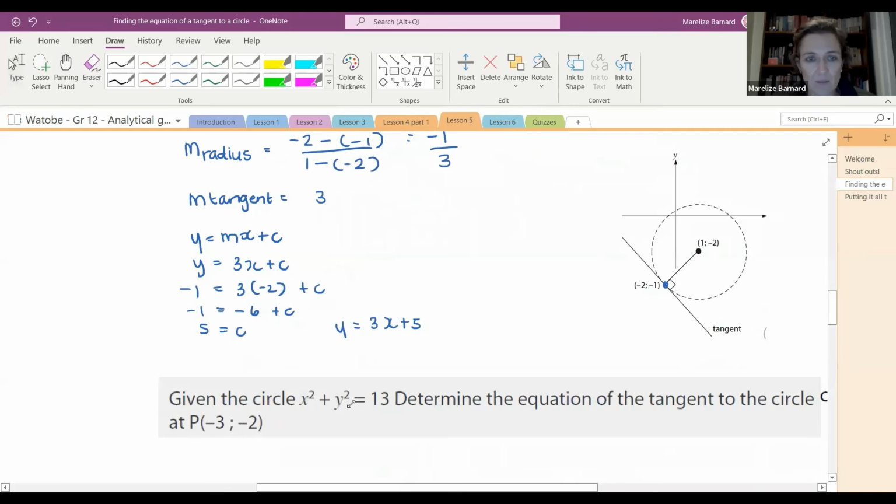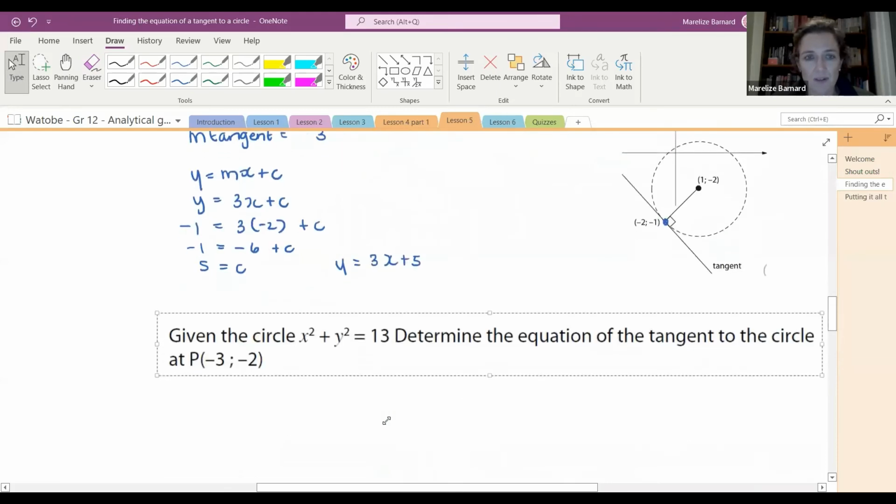Rightio, one last one for this evening before we go. Here it is. I'm going to give you 2 more minutes again to do this. Draw your sketch, or if it's your preference not to, that's fine too. But for those of you who are maybe still struggling a little bit, I would draw a sketch. And then we just go through those 3 steps of finding the equation of the tangent.